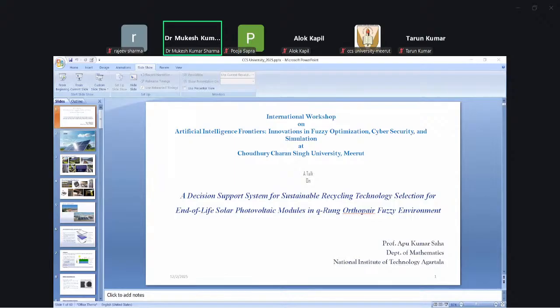Now actually our work was based on a Q-Rung orthopair fuzzy distance measure. We got the weightage of the alternatives by this distance measure. So we have defined a distance measure here. You know the distance measure of two fuzzy sets. Why do we find the distance measure of two fuzzy sets? Because how do we find the distance between two sets?